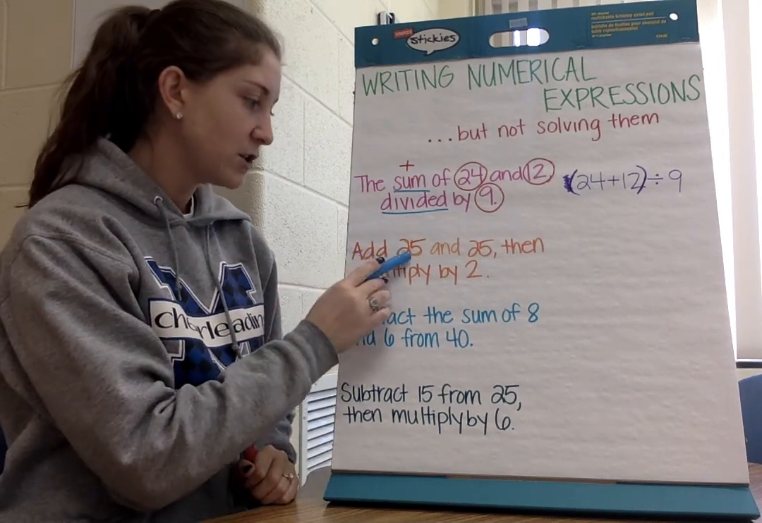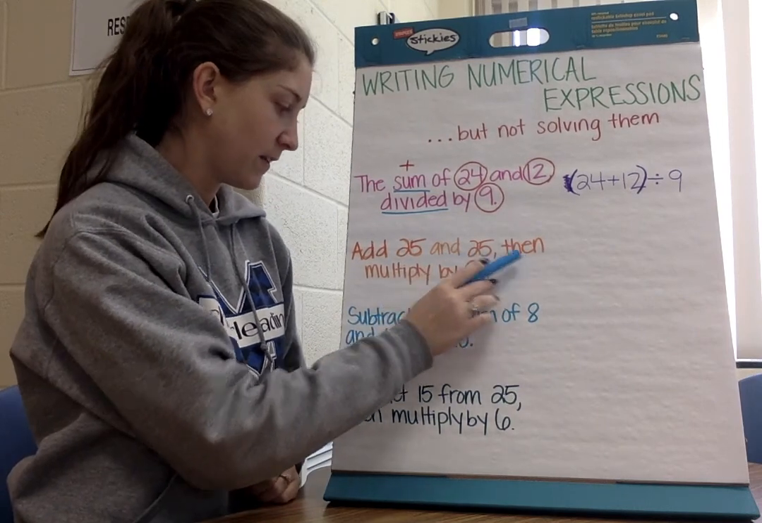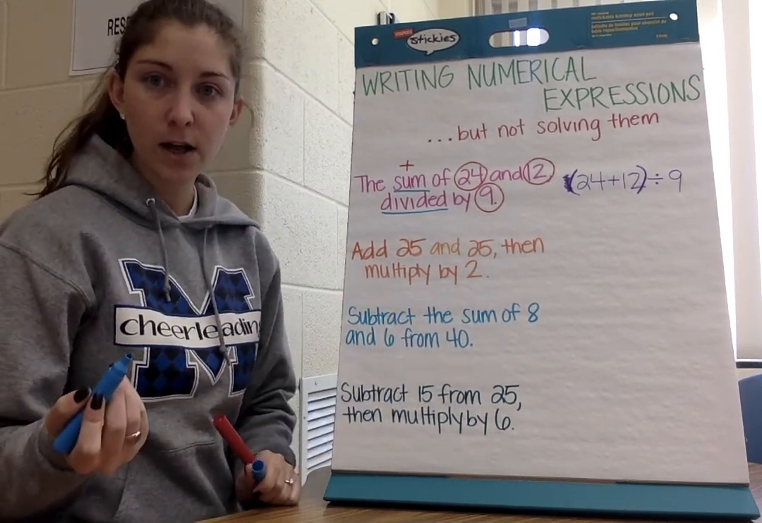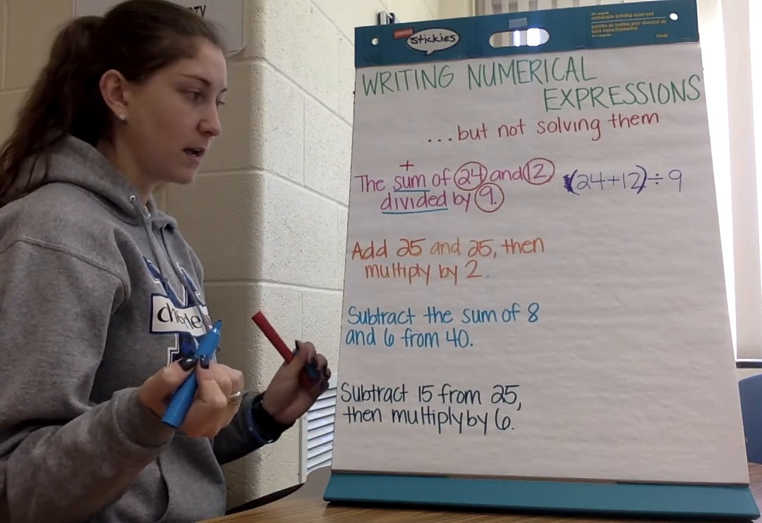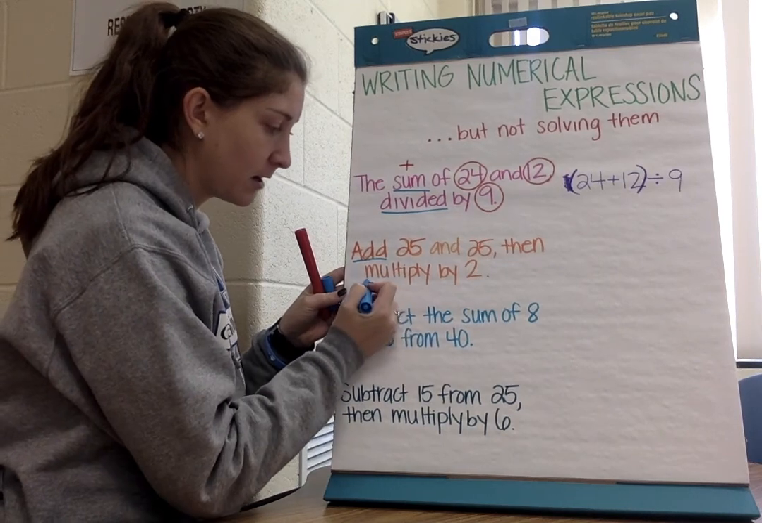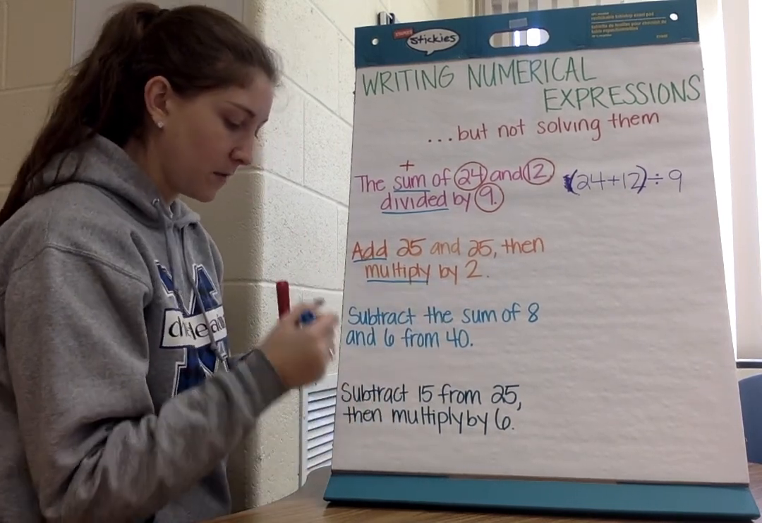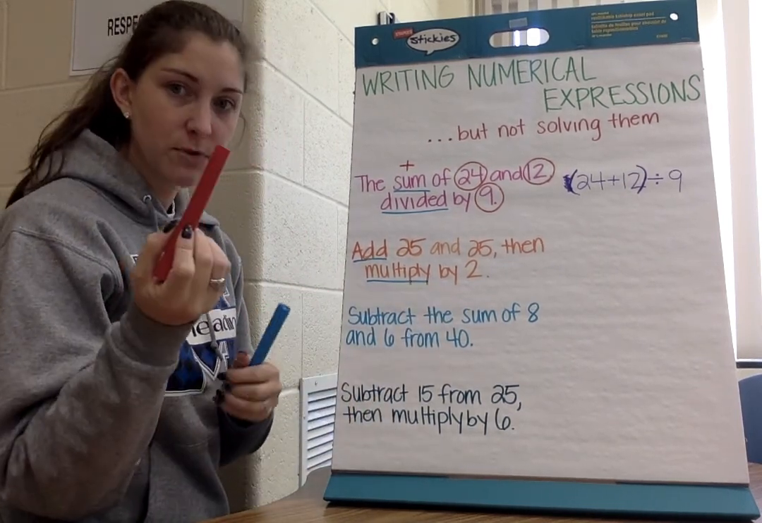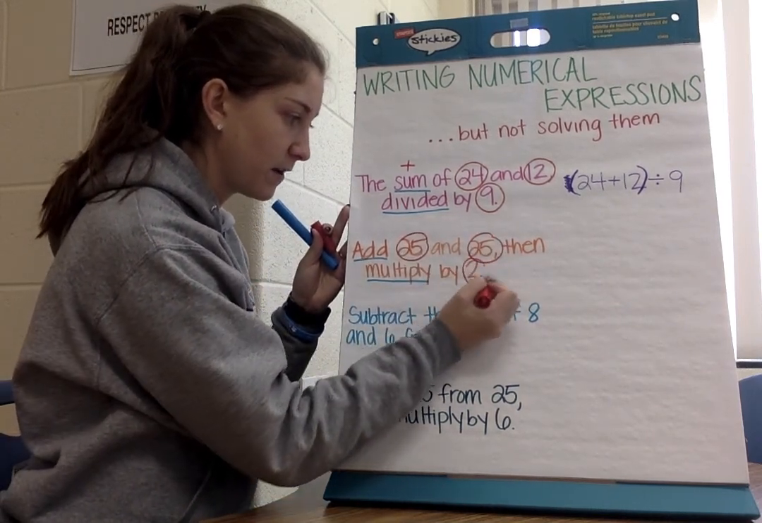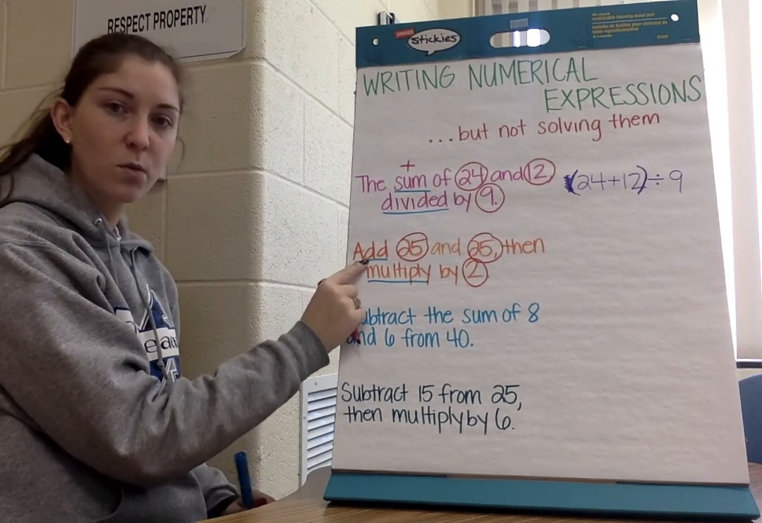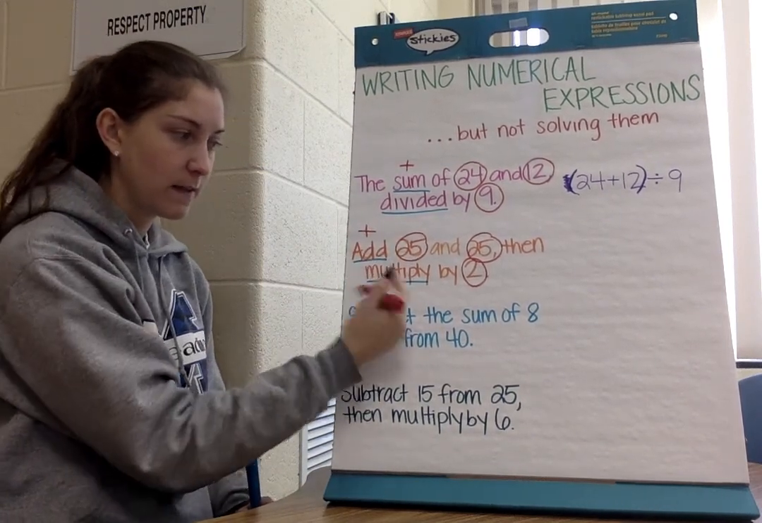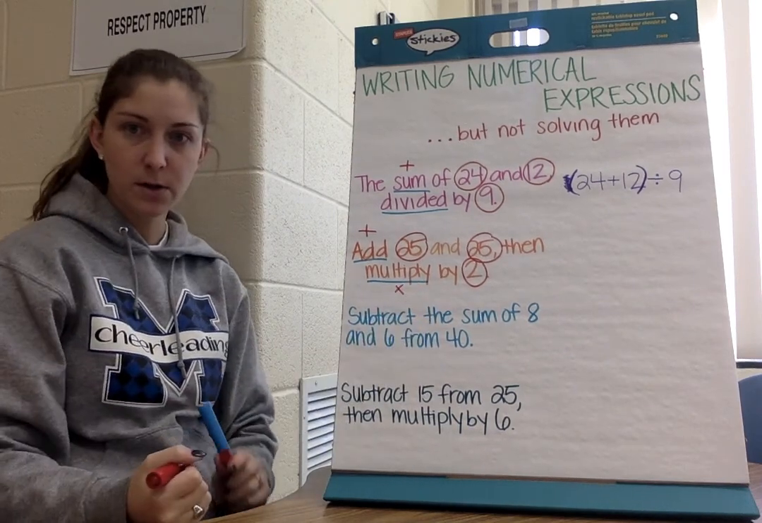It says add 25 and 25, then multiply by 2. So I'm going to go through and I'm going to underline all of my words that mean an operation. So I'm going to underline add, I'm going to underline multiply. Now I'm going to circle my numbers in red. So 25, 25, and 2. All right, the word add, that's just plain add, and then multiply, we know is to multiply.